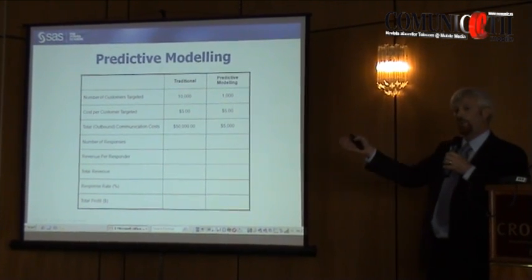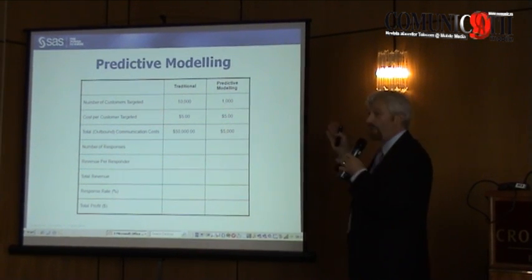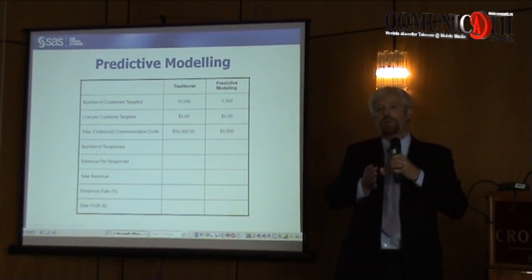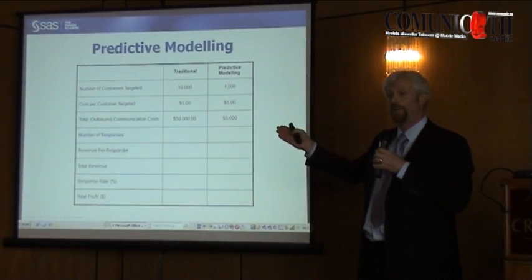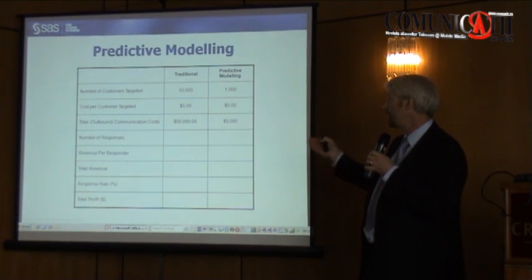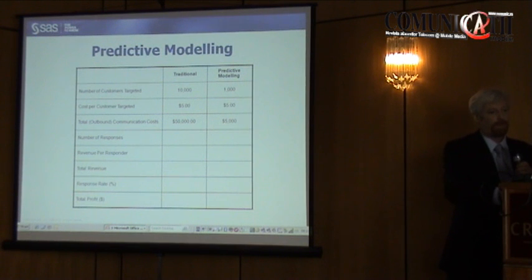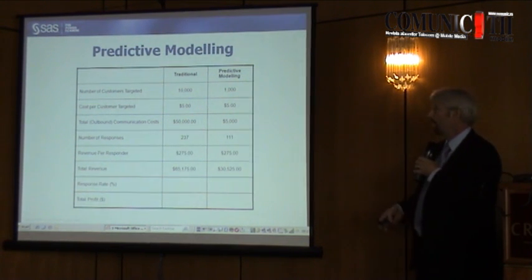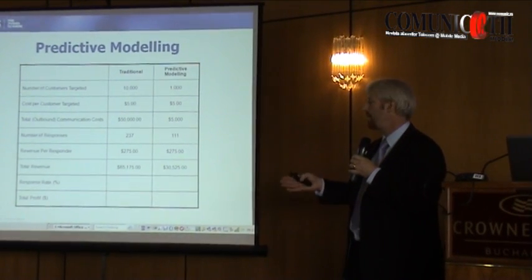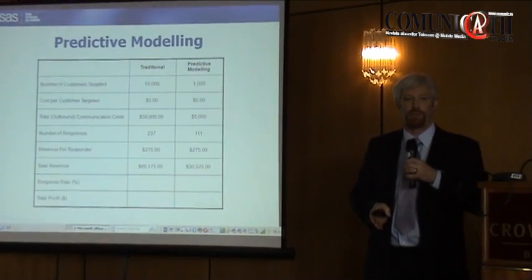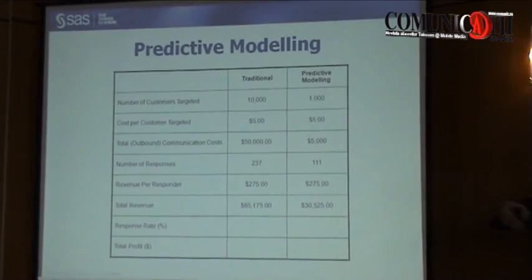We start off with traditional marketing, we might target 10,000 example customers. With predictive modelling, you'll identify the top 1,000. If the cost per target is the same, then you spend $50,000 or $5,000. Apologies for the dollar sign there. Now, in the traditional approach, you will get more responses back. Yes, we all identified that. Maybe you get 237 responses back. It's a 2.37% response rate for a standard big split.